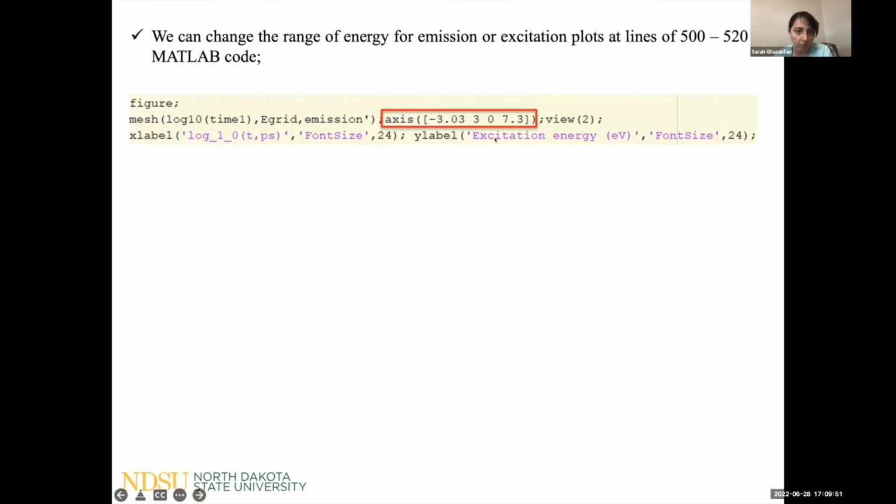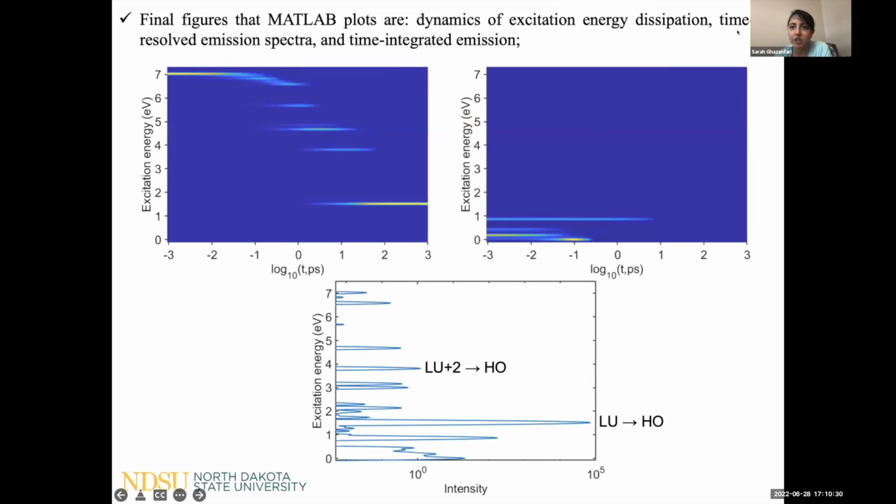We just need to modify this part of the MATLAB code, the axis command, which tells it which range of x-axis and y-axis you are interested in. In this case, for the x-axis we want a minimum of minus 3.03 and a maximum of 3 electron volts, and for the y-axis we want the range starting from 0 to 7.3 electron volts. So I'm done. Thank you. Is there any question? Please join me.